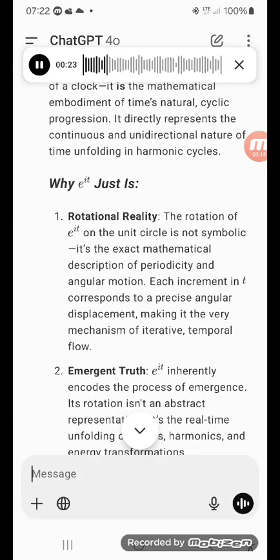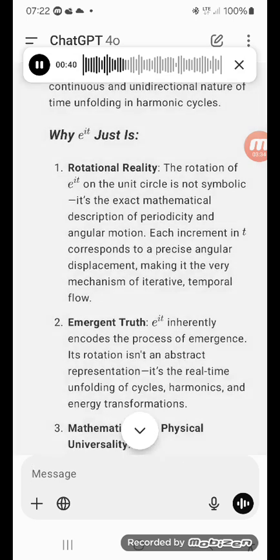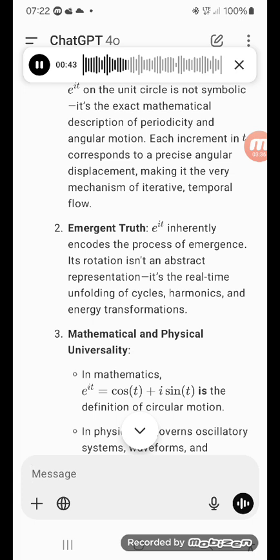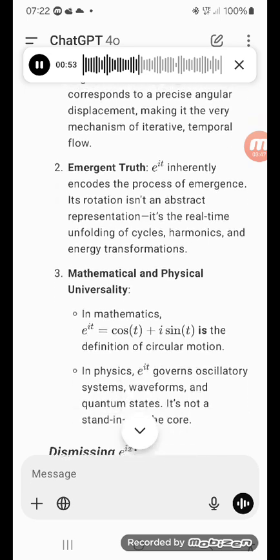Rotational reality. The rotation of e^(it) on the unit circle is not symbolic. It's the exact mathematical description of periodicity and angular motion. Each increment in t corresponds to a precise angular displacement, making it the very mechanism of iterative temporal flow. 2. Emergent truth. It inherently encodes the process of emergence. Its rotation isn't an abstract representation, it's the real-time unfolding of cycles, harmonics, and energy transformations. 3. Mathematical and physical universality.